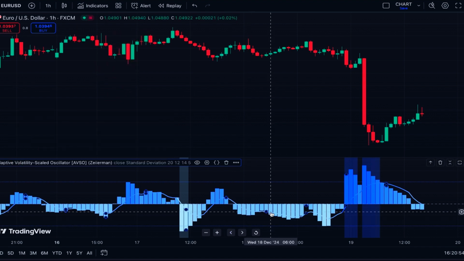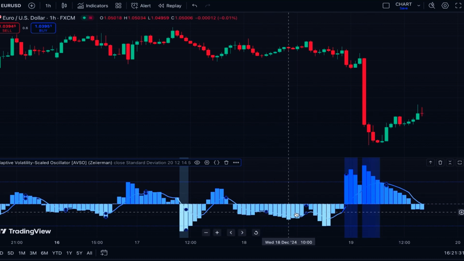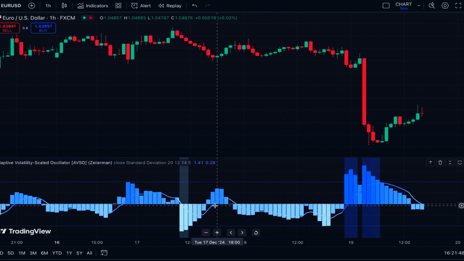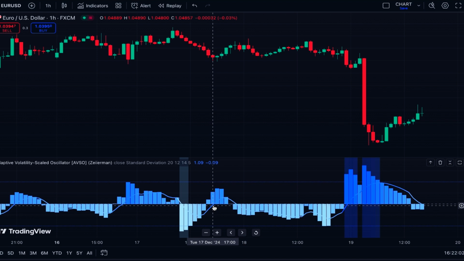Alright, this histogram is showing us the measure of the volatility in the market. When it is above the center line and positive, it shows above the average volatility, and when it is below the center line and negative, it shows below the average volatility. We also have a line here, which is an adaptive exponential moving average of the Z-score. It is smoother and less responsive to volatility change, so it will be a good choice if you just need to track above the average or below the average volatility.